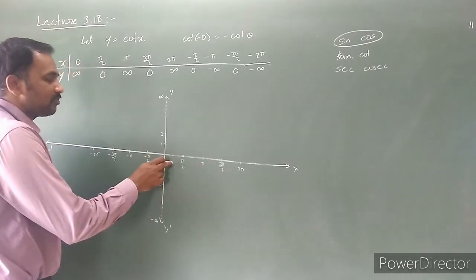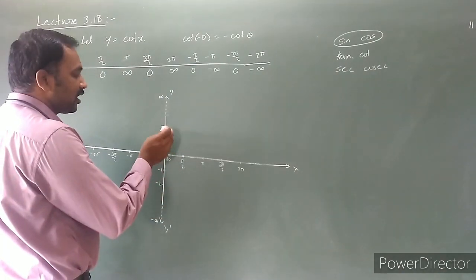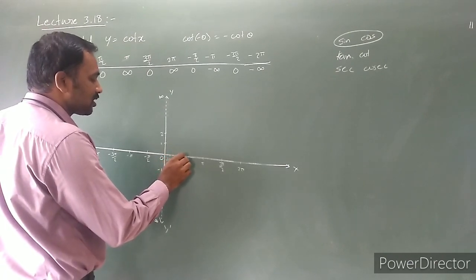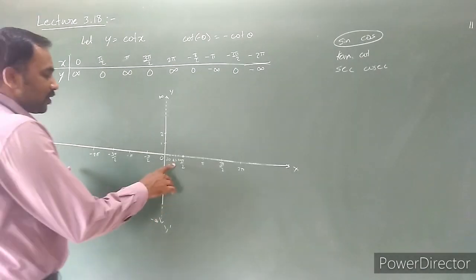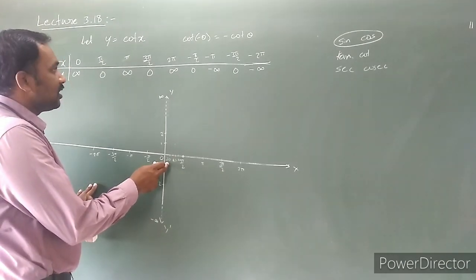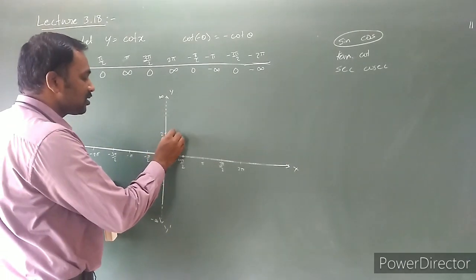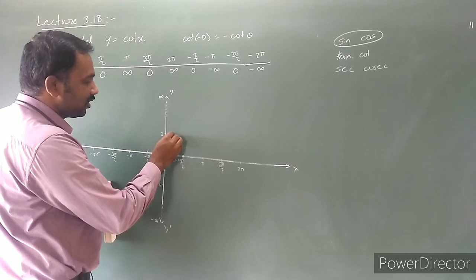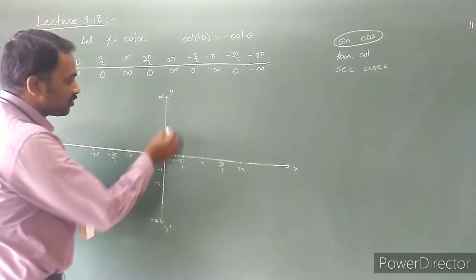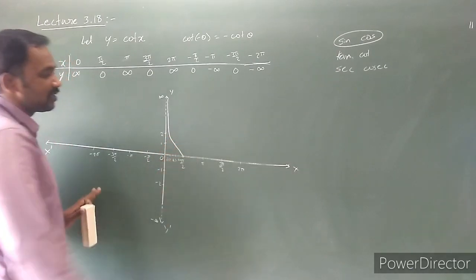What is the cot of 30 degrees? What is the cot of 45 degrees? And the cot of 60 degrees? Cot 45 is 1. And cot of 30 degrees is nothing but the reciprocal of tan. Tan of 30 degrees is 1 by root 3, so cot of 30 degrees is root 3. Root 3 is more than 1 here. Cot 45 is 1, cot of 60 is 1 by root 3. This is all. So, joining all these points, this is how the graph looks.